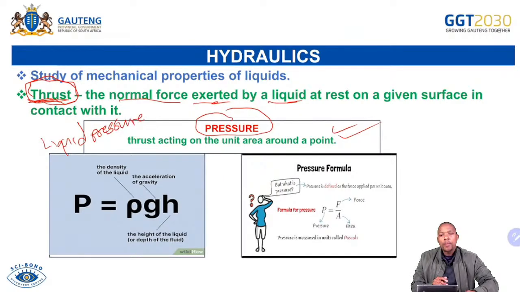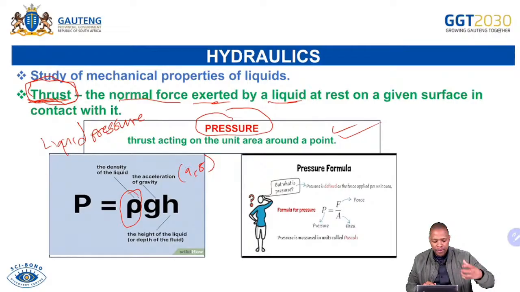Liquid pressure, or pressure of liquids. Pressure when you are in liquids. How do I calculate the pressure in a liquid? You are going to need three things. You will need to know the density of the liquid, which is usually water, but this will be given if you are expected to calculate. Then gravitational acceleration, which is always 9.8 meters per second squared. And then you need the height, obviously the depth.